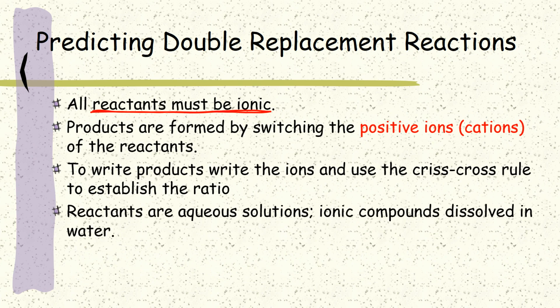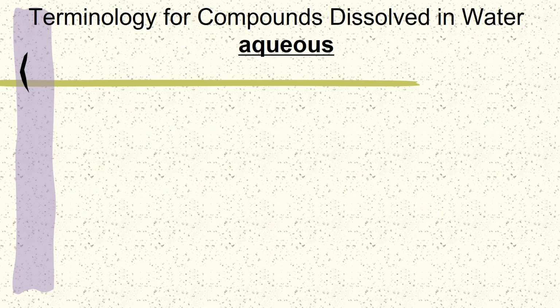And then the last rule to be able to predict a double replacement reaction: the reactants have to be aqueous. All right. Both reactants will be aqueous in this, meaning that they're ionic compounds dissolved in water.